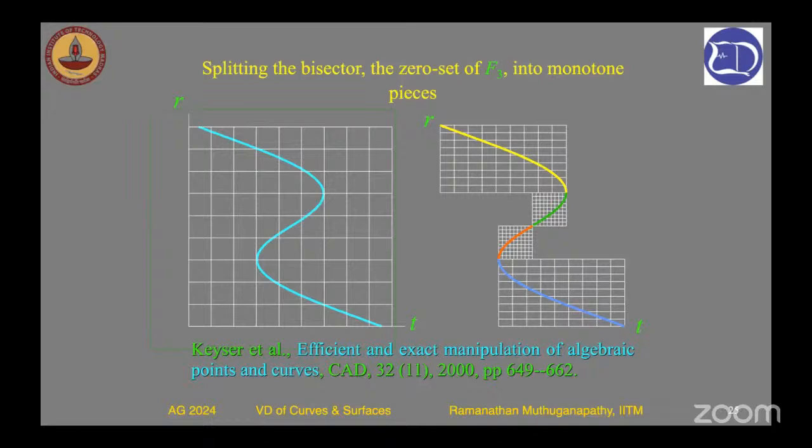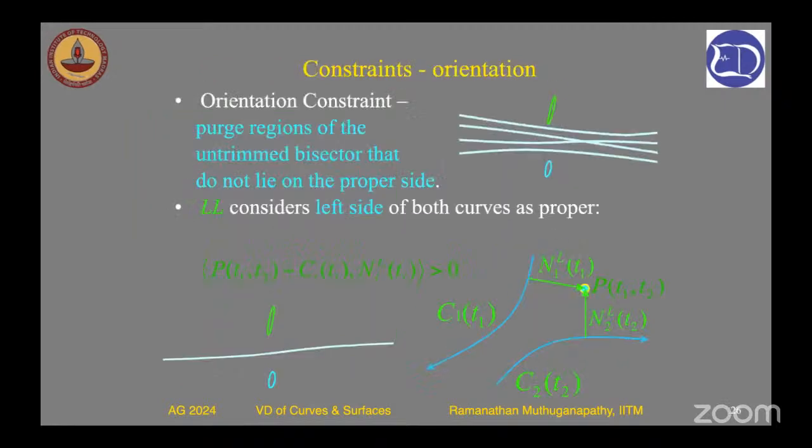So we'll make it monotone by splitting it into monotone pieces. You will see that the curve can be split into monotone pieces, and we use John Keyser's algorithms on the splitting of curves. The first step is to split into monotone pieces. As you know, monotone pieces are a little easier to handle. So we are trying to split into monotone pieces.